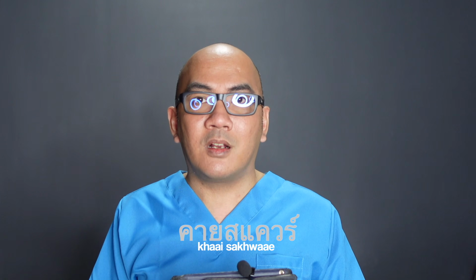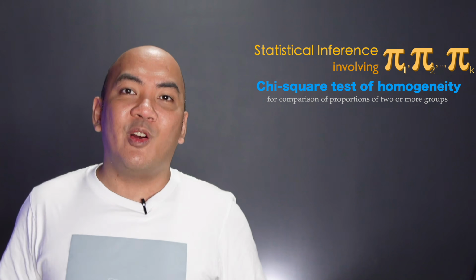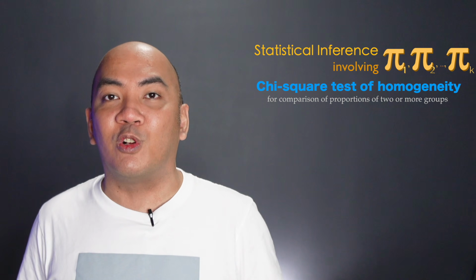It's not pronounced "chi-square" the way you might say it, but rather it is called chi-square. Now, in the chi-square test of homogeneity, you are comparing two or more proportions, or in other words, proportions of two or more groups.